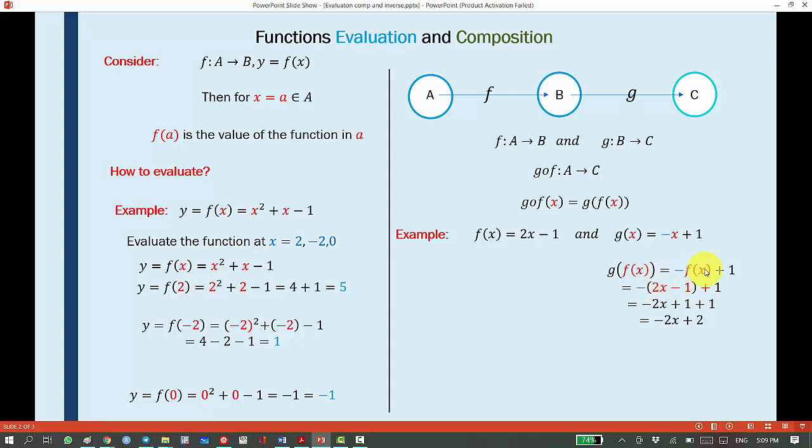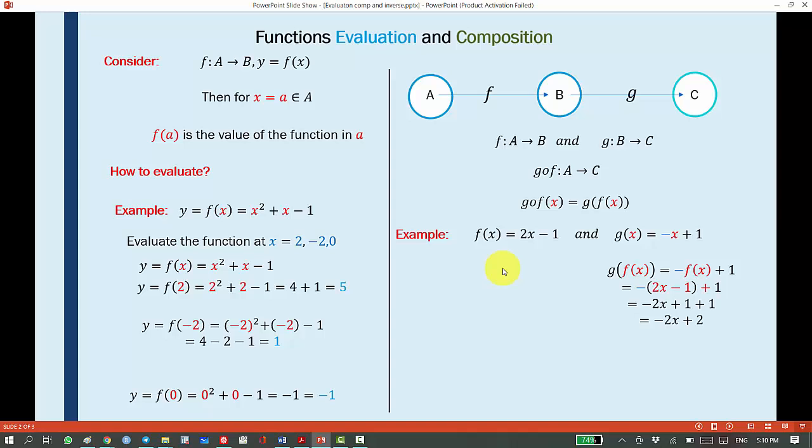Instead of f of x, now we put the value of f of x, which is 2x minus 1. Now we multiply this minus with both terms inside. We get minus 2x, and minus and minus is plus 1, so we have plus 1 from there. As a result, we have minus 2x, and 1 and 1 is 2. As a result, the composition of g and f is minus 2x plus 2, which is defined from the set of real numbers to the set of real numbers.